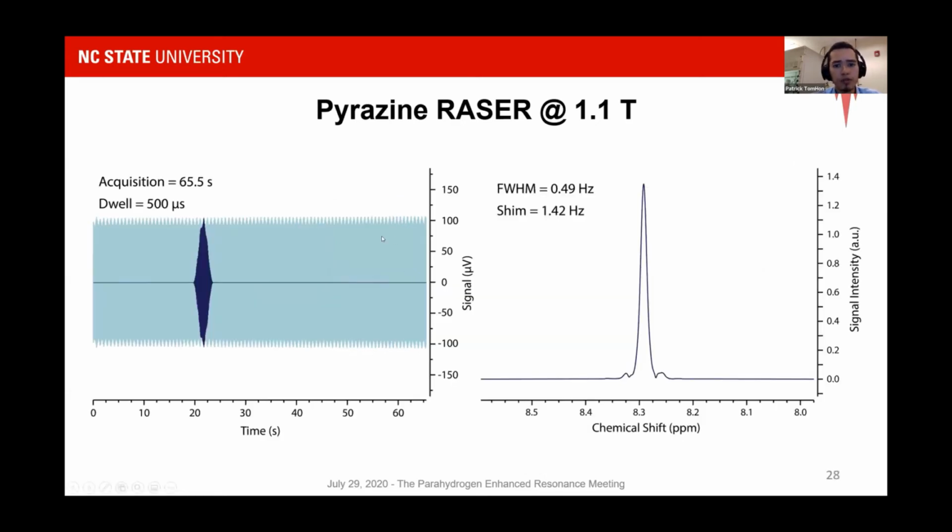So we're able to Fourier transform a slice of the spectrum to observe this sharpened pyrazine peak. The shim value that we get is normally very high due to the fact that we're shimming in flow. So this is acquired while shimming at 2 milliliters per minute. But we observe narrowing of the peak, of course, due to the RASER effect. The full width at half max for this is 0.49 hertz.